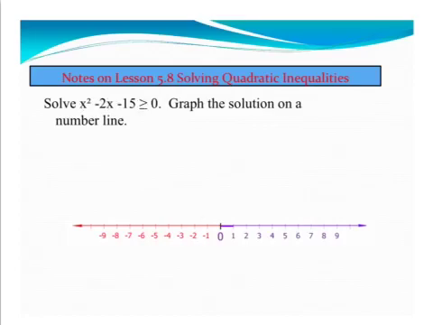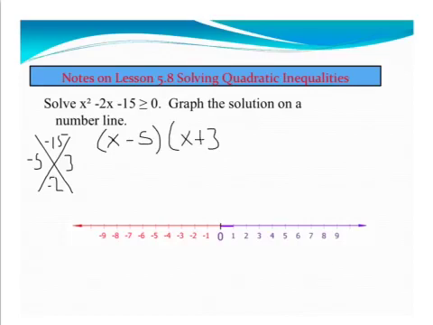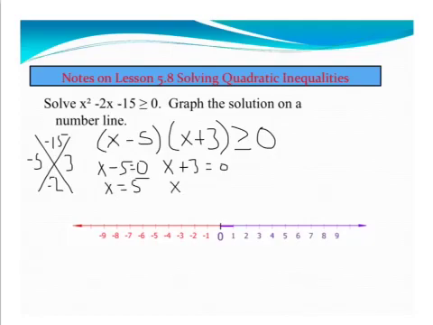Now, for this one here, we need to first factor. So when I factor this, I wanted to multiply to negative 15 and add to negative 2. Well, my two factors would be negative 5 and positive 3. So I'm going to have x minus 5 times x plus 3 greater than or equal to 0. And then I'm going to set each one of these parts equal to 0 and do the same process as before. So you get x equals 5 and x equals negative 3. Plot those both on here.